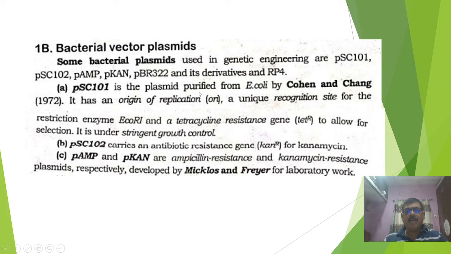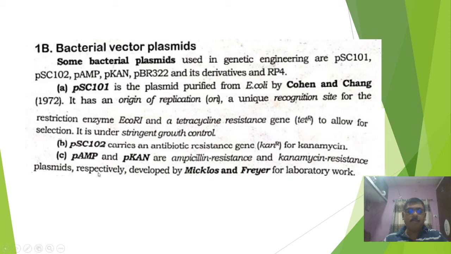pSC101 is a naturally occurring plasmid purified from E. coli by Cohen and Chang in 1972, and it has an origin of replication, a unique recognition site for the restriction enzyme EcoR1, and a selectable marker, a tetracycline resistance gene that allows for selection. Then pSC102 carries an antibiotic resistance gene for kanamycin resistance. Along with that, it has a site for the restriction enzyme and the origin of replication.